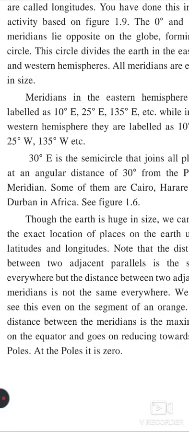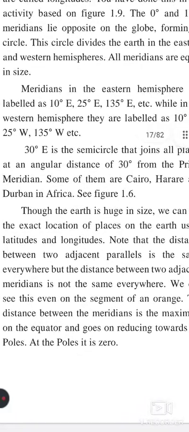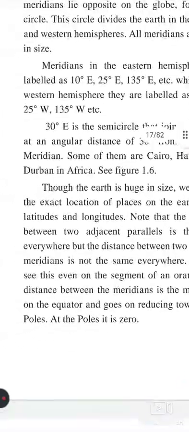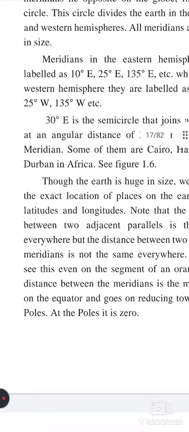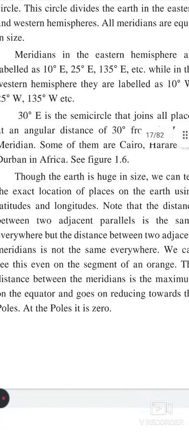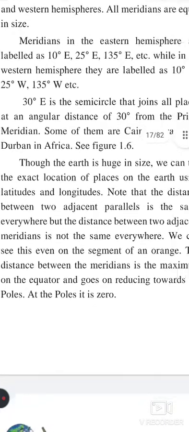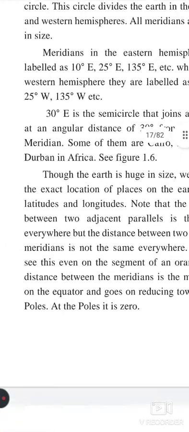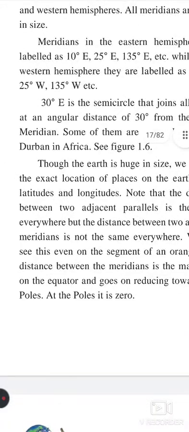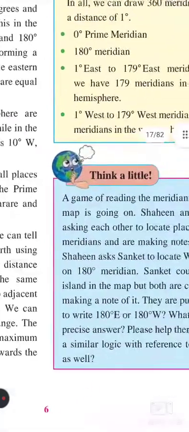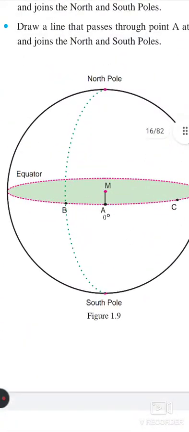Note that the distance between two adjacent parallels is the same everywhere, but the distance between two adjacent meridians is not the same everywhere. We can see this even on the segments of an orange. The distance between the meridians is the maximum on the equator, goes on reducing towards the poles, and at the pole it is 0. So the longitude distance at the polar region is 0.